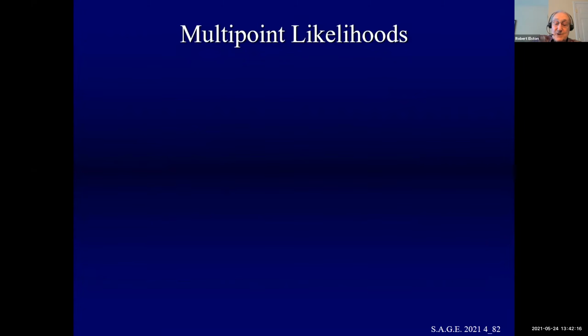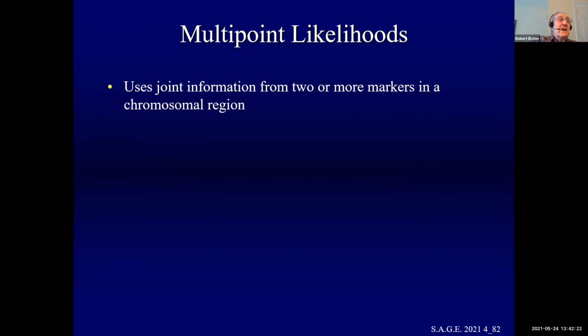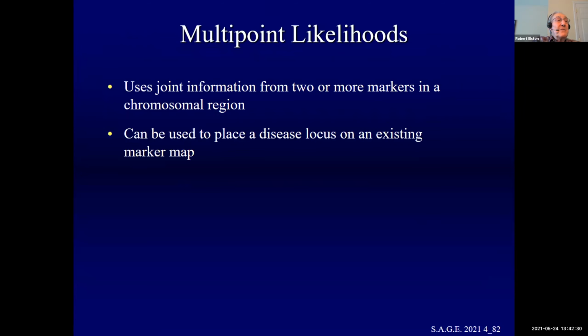Multipoint likelihoods, which I think we probably went over before, but now we can see what's going on perhaps a little better. It uses the joint information from 2 or more markers in a chromosomal region. It can be used to place a disease locus on an existing marker map. Each analysis assumes a particular locus order. You get your locus order wrong and you have problems. So you have to have the order correct.